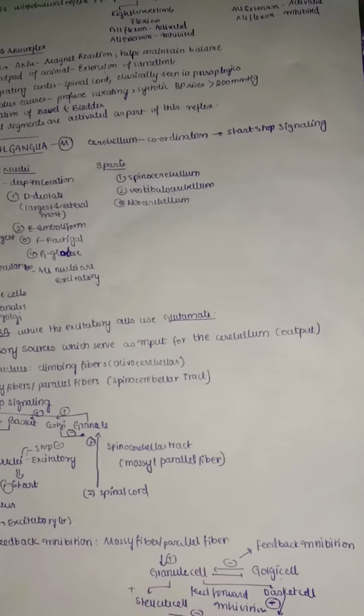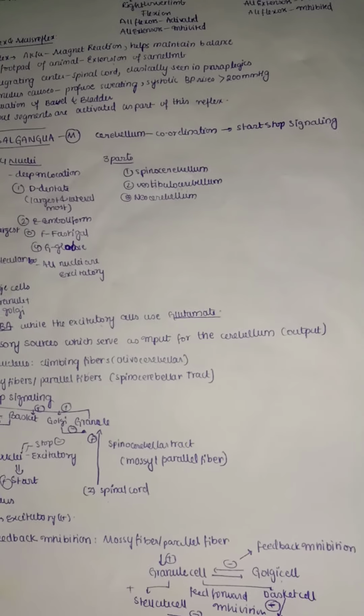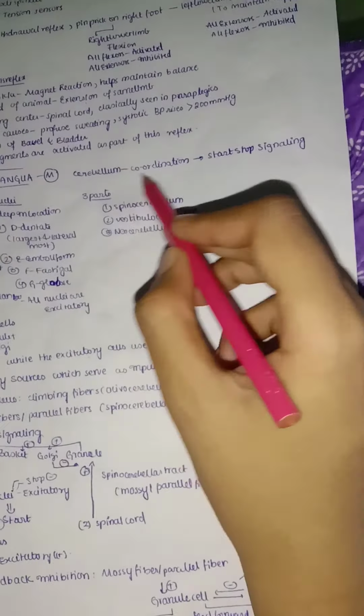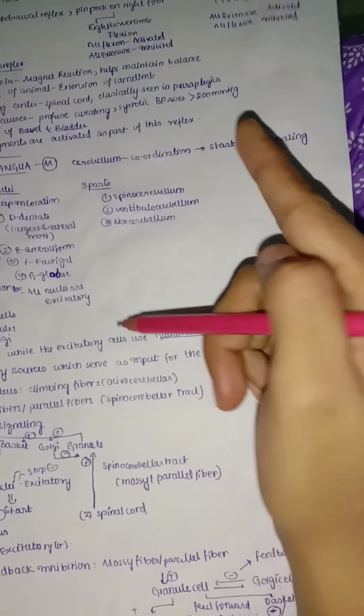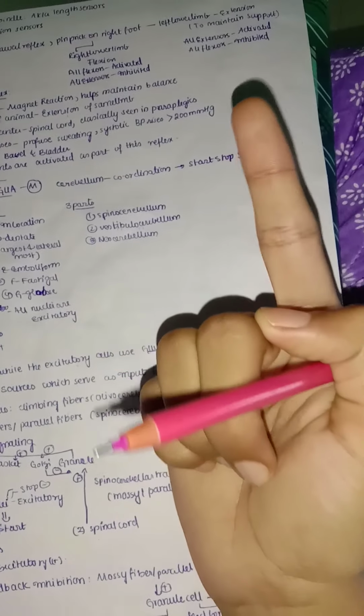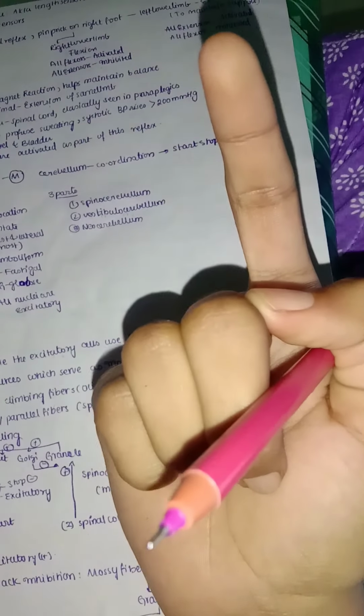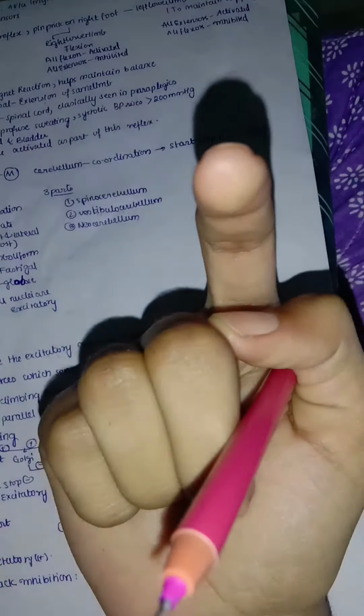The cerebellum is a coordination center. It starts and stops signaling. So what it means is the cerebellum is mainly needed for coordination. For example, now I'll say this finger should come and touch the screen correctly. So I can start at the same time, and I can also stop exactly here. So now my brain is in correct coordination.